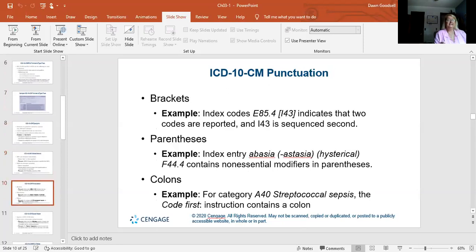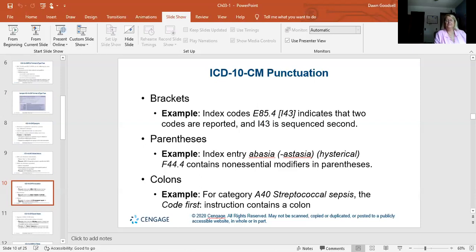So NEC is an 8, which means you have too much information, but nothing in the book to give you guidance to code. So it's a special circumstance, you use the 8. 9 is NOS, which means you don't have enough information. And so therefore you have to use that code, the 9, unspecified.